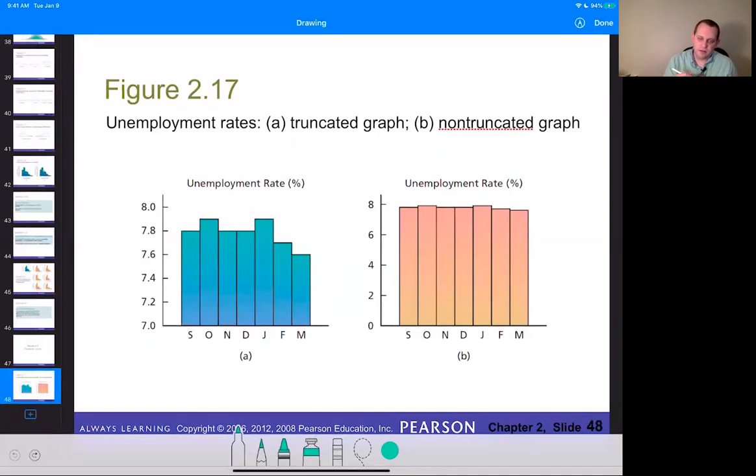Here on the left graph, it looks like the unemployment in March is drastically less than the unemployment in January. That drasticness really doesn't look that drastic when you look at the entire non-truncated graph. So we have to be careful about which is the appropriate graph for the occasion. Do we want to talk about the overall value, or do we want to talk about whether the unemployment has gone up or down? That's really the discussion there.